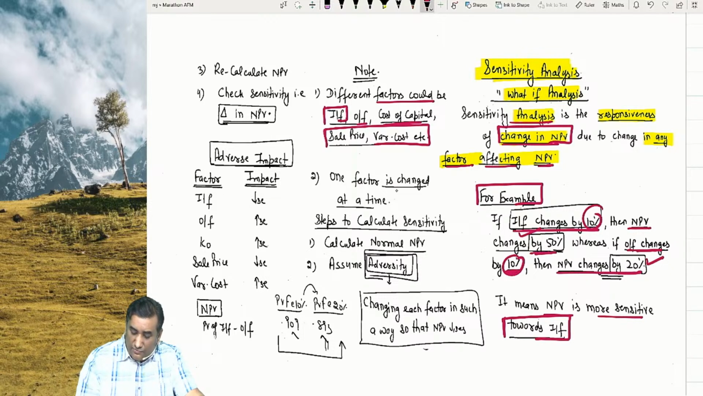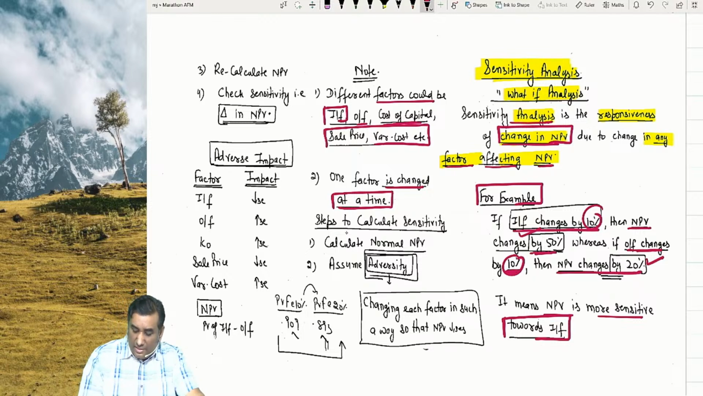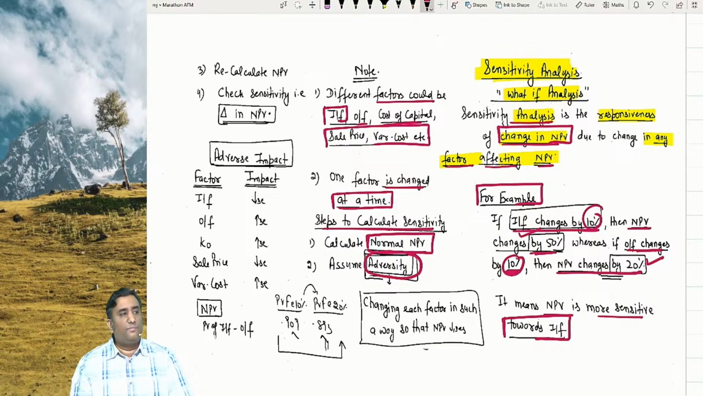Now when we are doing this, one factor is changed at a time. We'll change one factor, we'll check the impact on NPV. We'll change one factor, we'll check the impact on NPV. The steps: calculate normal NPV. When we do one question, you'll understand, don't worry. Calculate normal NPV, assume adversity. Generally we assume adversity, although the question also gives the hint.